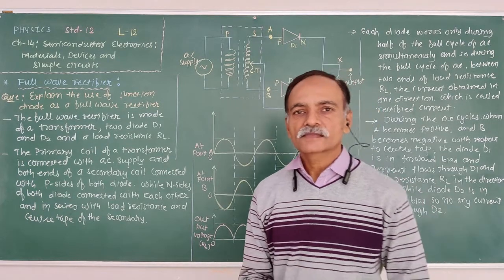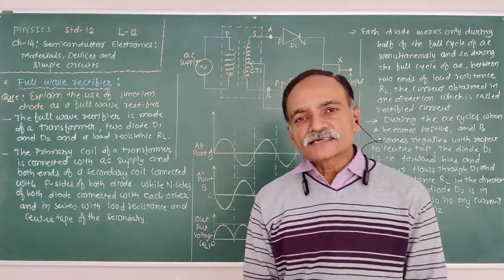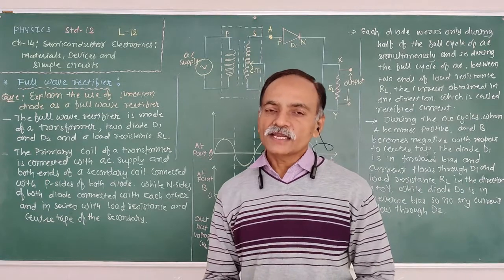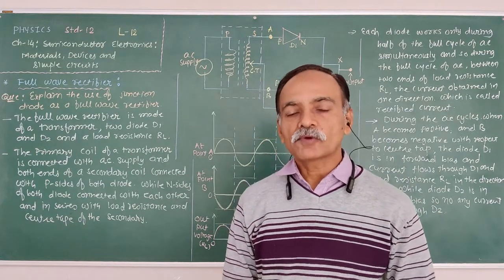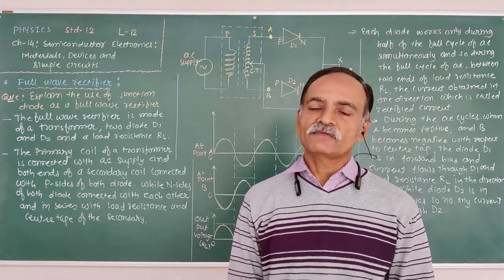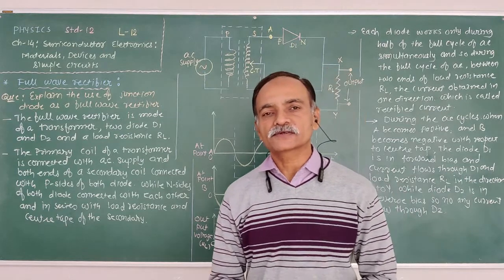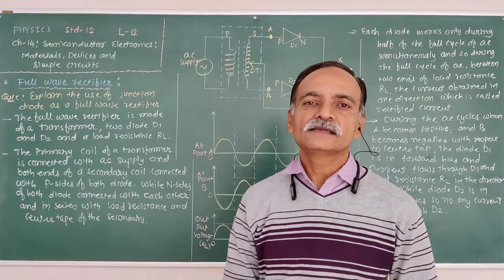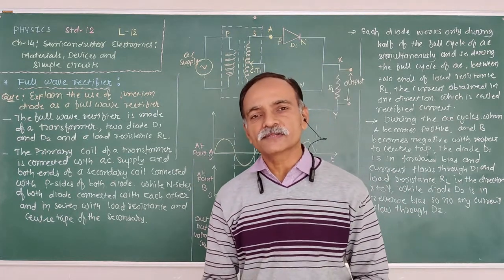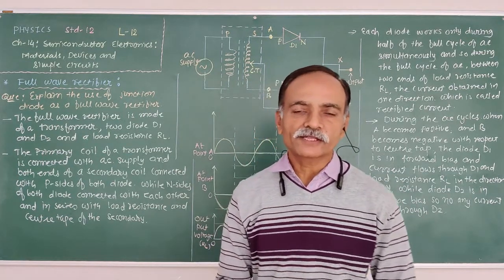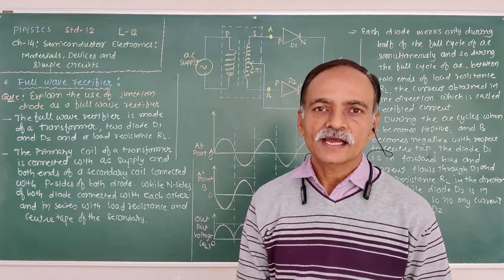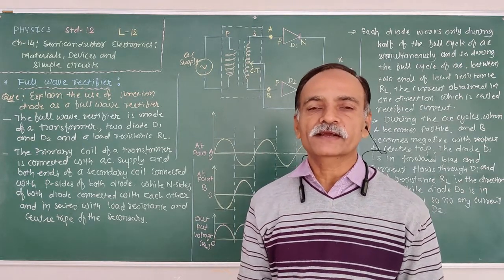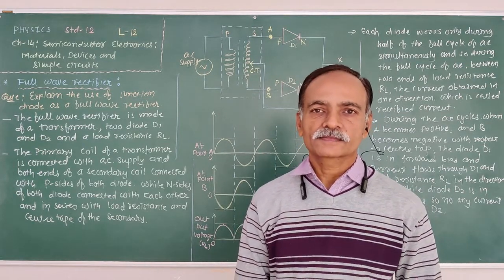So in short, when the PN junction diode is in forward bias, current flows through the diode and also through the load resistance, and we obtain the output voltage across the load. During the negative half cycle, the PN junction diode comes into reverse bias, no current flows through the diode, and no voltage is obtained across the load.